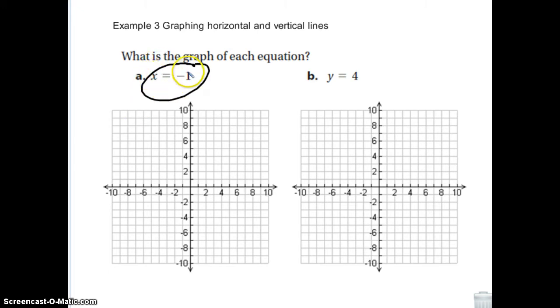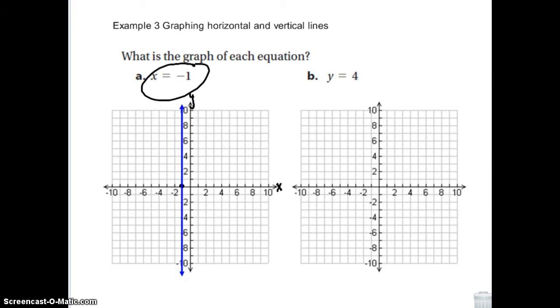Notice it says x equals negative 1. So I want you to just go put a dot on x equals negative 1, which is right here on the x-axis. And this is the y. Now, the graph of x equals negative 1, some of you may say, I don't have the slope or the y-intercept, so I don't know what it is. It's actually just a straight up and down line like that.